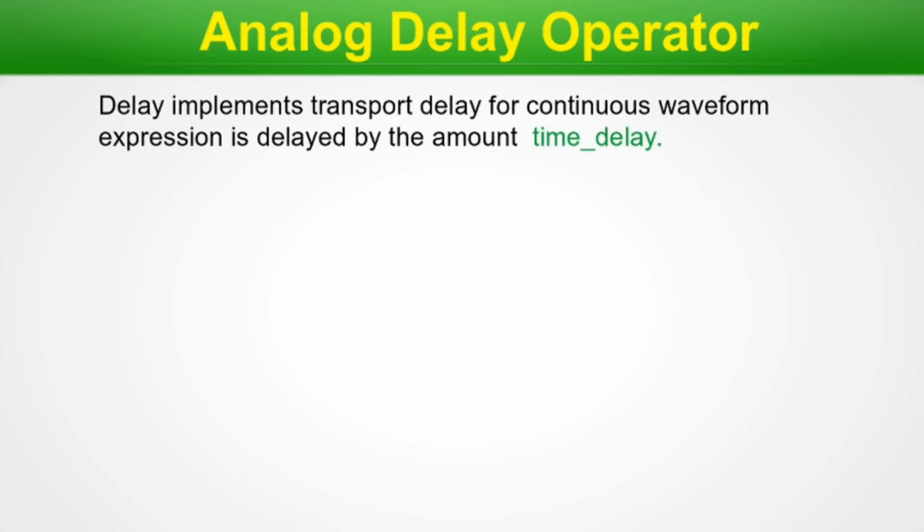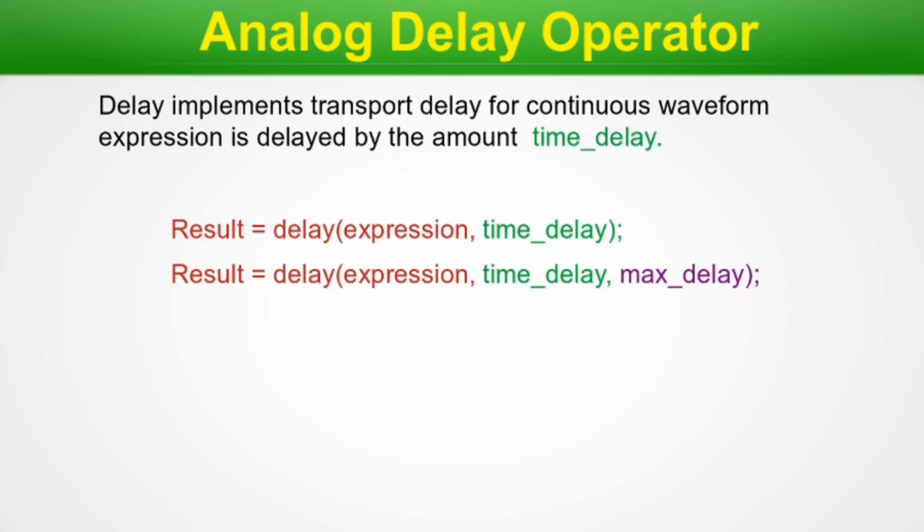This is a delay operator. We are going to look at the operators now. The first one is the analog delay operator. So delay implements the transport delay for a continuous waveform. The expression is delayed by the amount of time delay. So this is the type of expression. So result equal to delay, then the expression itself on which we are applying the delay, and the time delay value. So this will add the delay, that is a time shift, in the resultant expression. Another way of expressing is result equal to delay, then the expression, then the time delay and the max delay.